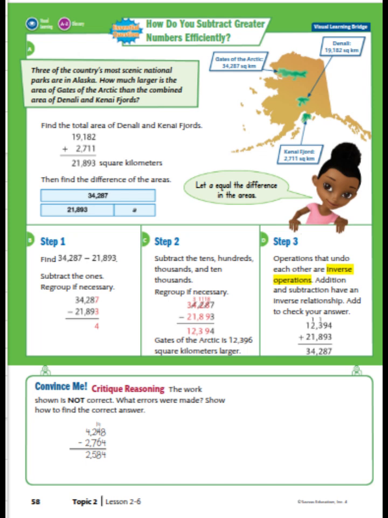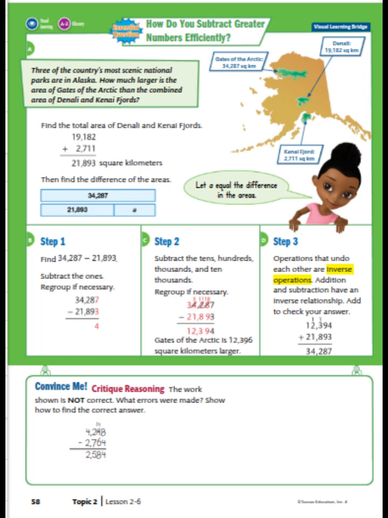Let's take a look at step 3. Operations that undo each other are inverse operations. Addition and subtraction have an inverse relationship. Add to check your answer. What that means basically is that when we have a number and we subtract from it, we get an answer. But the number we subtracted from it and the answer, if we added those numbers, we would get the number we started with, the number we subtracted from.